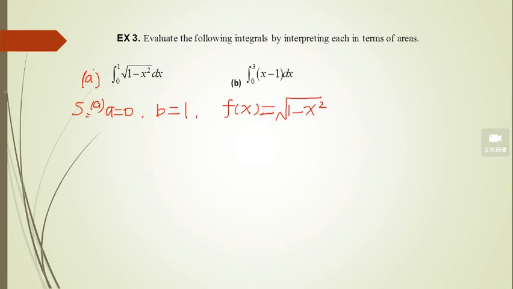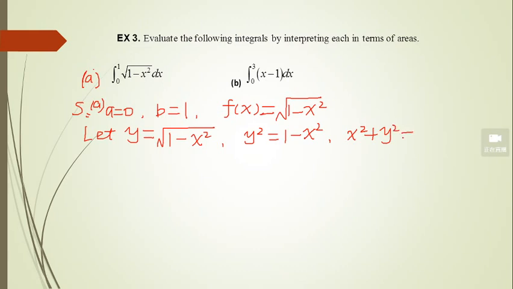So here it looks like the square root of 1 minus x squared. We are not familiar with this function, but let's work it out, okay? If we let y equal to this, it looks like not some simple function we did before. If we let y equal this thing, then how about y squared? y squared equals 1 minus x squared. Then we shift the x squared to the left side and put the constant on the other side.